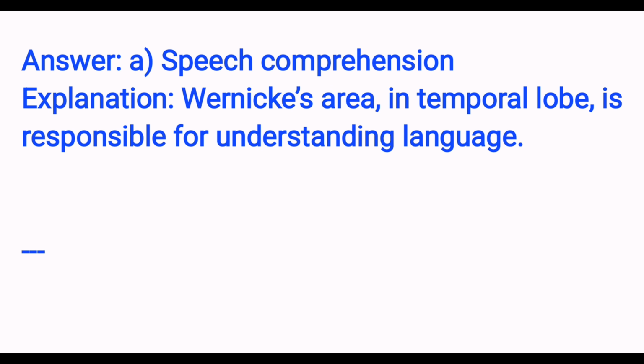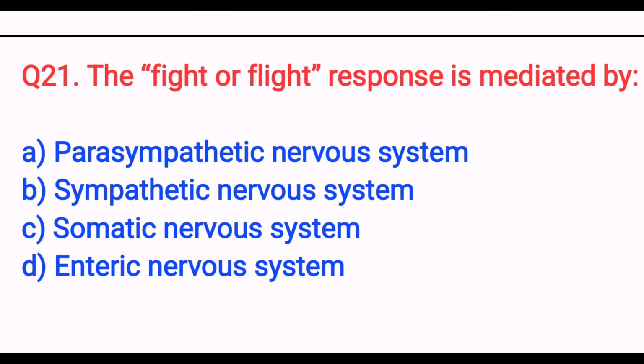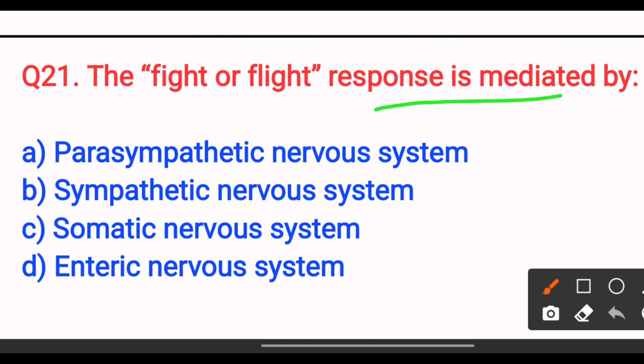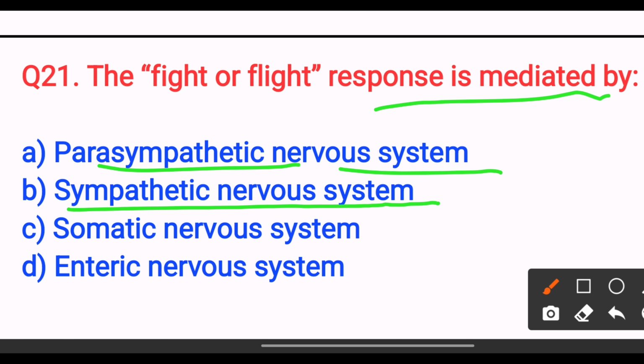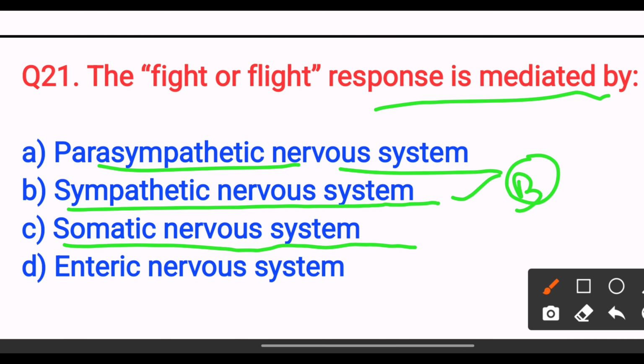Next, the fight or flight response is mediated by option A, parasympathetic nervous system. Option B, sympathetic nervous system. Option C, somatic nervous system. Option D, enteric nervous system. The answer is option B, sympathetic nervous system. Sympathetic system prepares the body for emergency action.